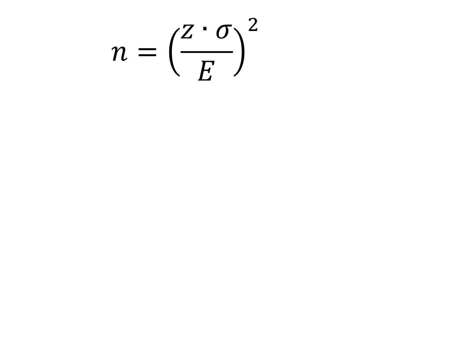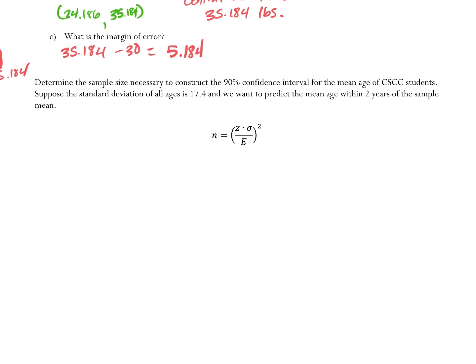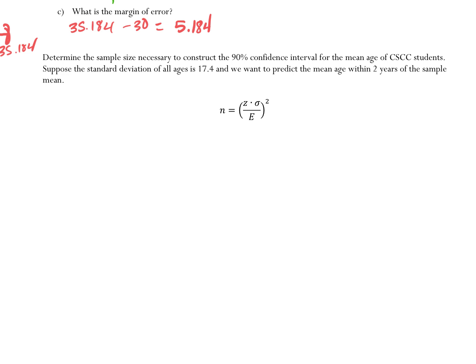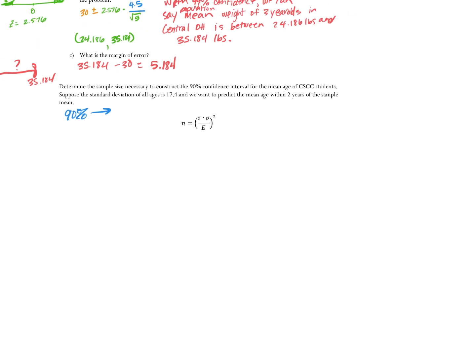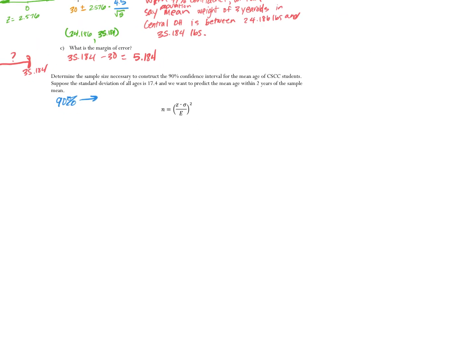Okay? All right. So let's look at this one. Determine the sample size necessary to construct a 90% confidence interval for the mean age of all Columbus State students. We have the standard deviation of Columbus State students to be 17.4. And we want our margin of error to be within 2 years.